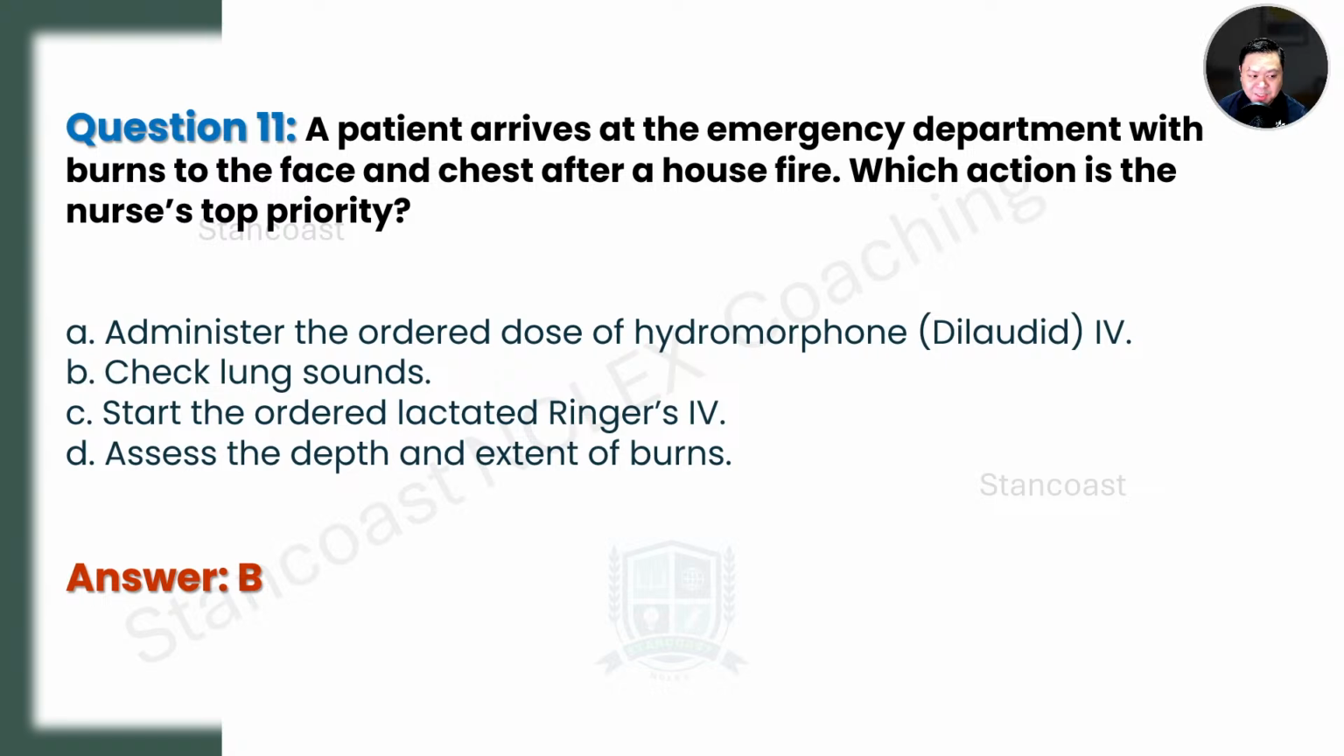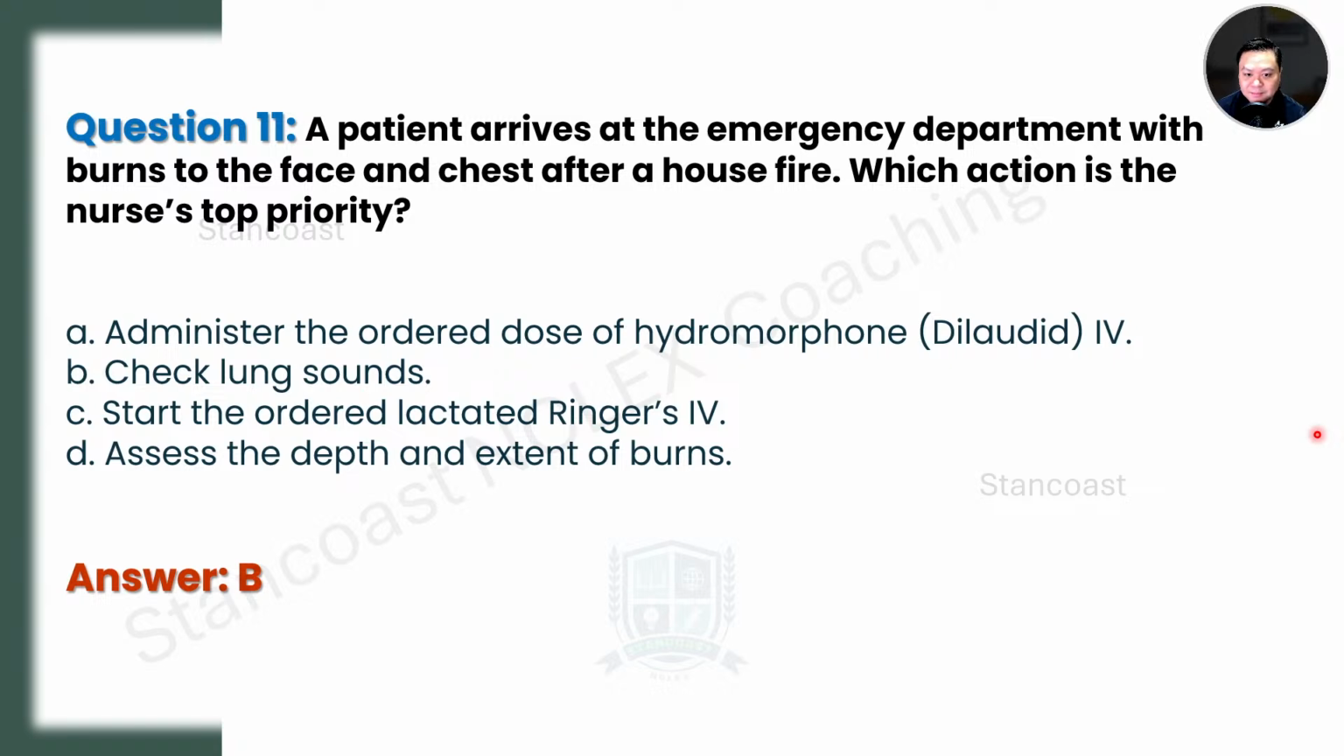Now, if you selected letter A, administer the ordered dose of hydromorphone, do you really want to put that as a priority? We can assume that the patient probably is in pain, but with the case right now, it doesn't really reflect anything about the urgency to administer the pain medication. I know that the patient could be in pain, but it's not reflected in the case scenario. But this is something that you can do after you have established or stabilized the patient's airway, which is the main concern in this case.